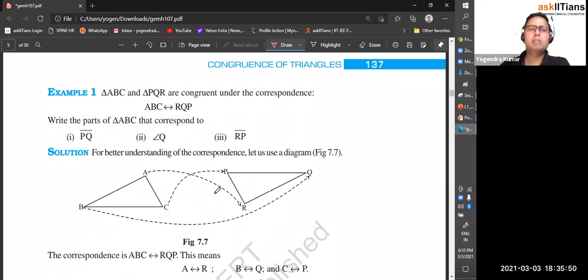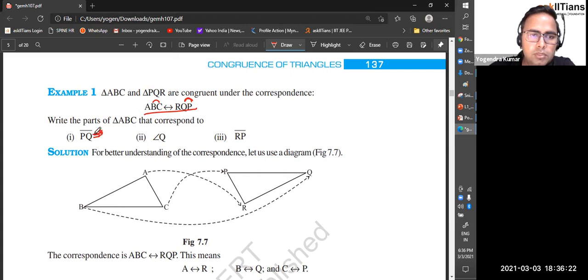Now let's see examples. Example number 1. Triangle ABC and triangle PQR are congruent under the correspondence. This means A corresponds to R, B corresponds to Q, and C corresponds to P. Write the parts of ABC that correspond to the given parts. I think we can do it easily. PQ corresponds to what? CB.